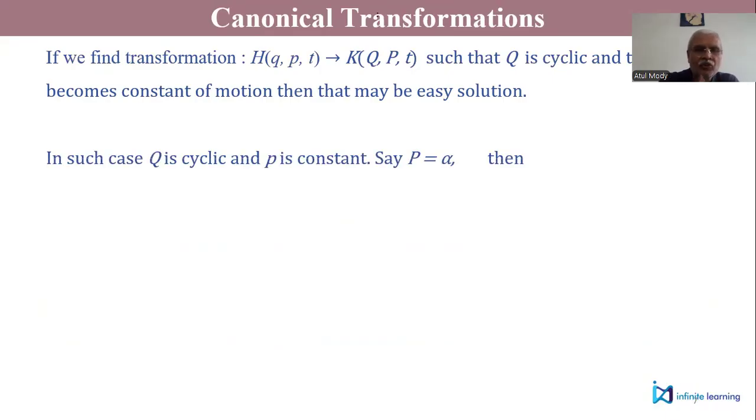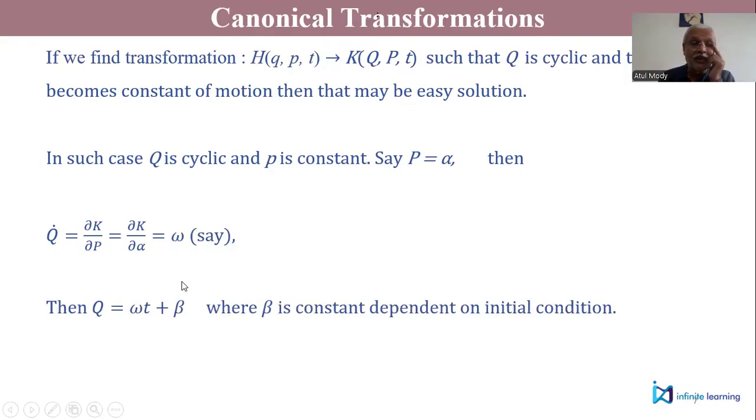I've already told you that if you make a transformation such that the new coordinate capital Q is cyclic, then the corresponding momentum is a constant of motion, let's say alpha. Then your new Hamiltonian K, with new coordinates and momenta, still obeys Hamilton's equations of motion. So your Q dot will be dou K by dou P, which, since P is a constant, if you differentiate with respect to that constant, you get, say, omega.